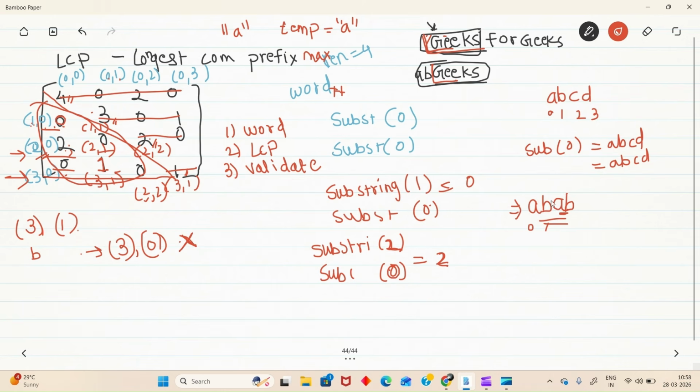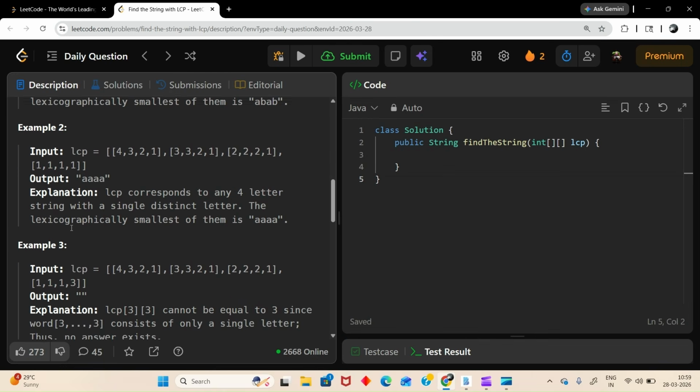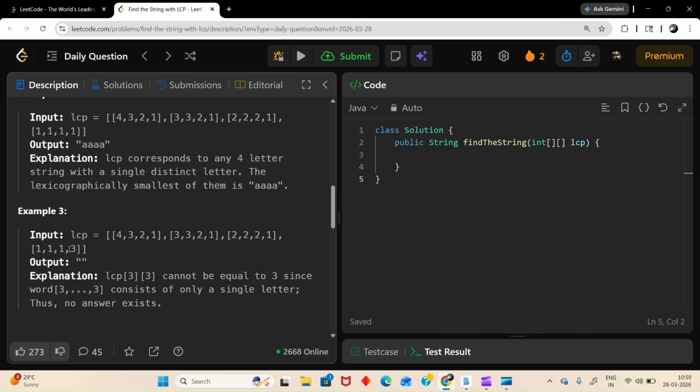Now we got the string, but there is a possibility that this matrix is incorrect. Okay, no such word may exist, but we found one. For example, if we are not considering these values, and you see the last one is 3, which is not possible. LCP of 3 and 3 cannot be equal to 3 since the word at 3 consists of only a single letter. So no answer like this.